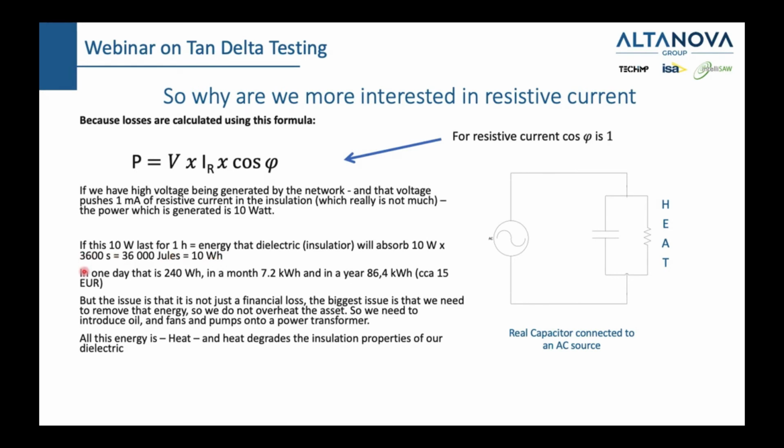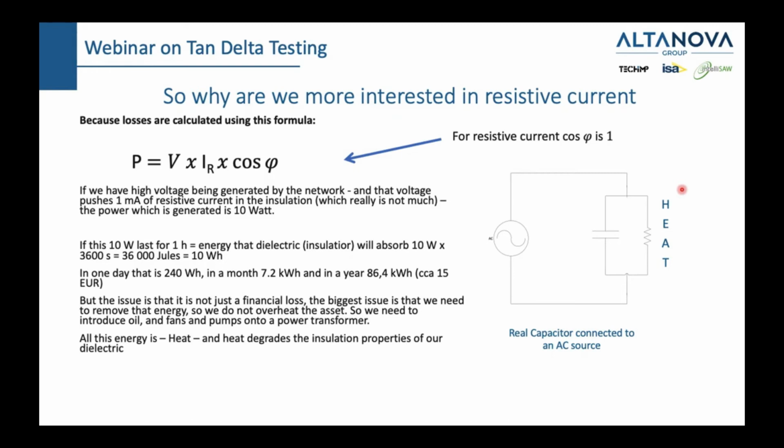Also, if that lasts for the whole day, we will dissipate 240 watt hours, in a month 7.2 kilowatt hours, and in a year 86.4 kilowatt hours. If we take the mean value price of 1 kilowatt hour, we will lose about 15 euros per year on a small distribution transformer. But it's not the money which is important here. It is the fact that all this power turns into heat. And that heat is what is problematic.